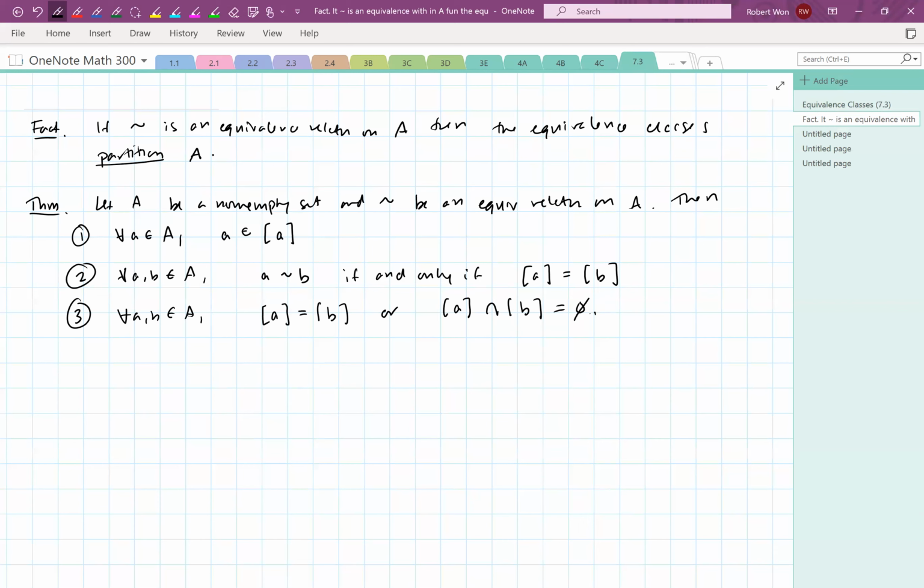Okay, so what does this really say? Part 1 says that every element is in at least one equivalence class. So if I look at the set of all possible equivalence classes, every element in A is in at least one of them. Namely, it's in the one that is the equivalence class of itself.